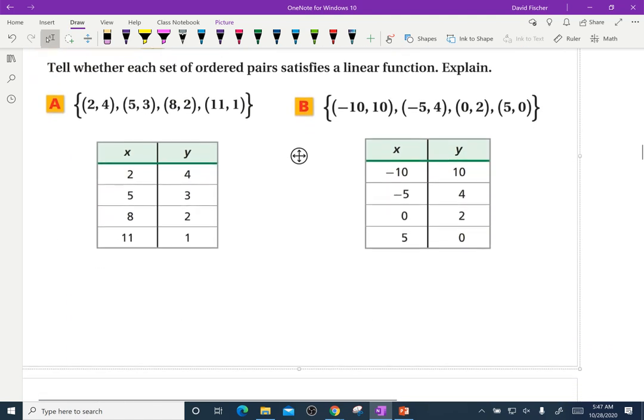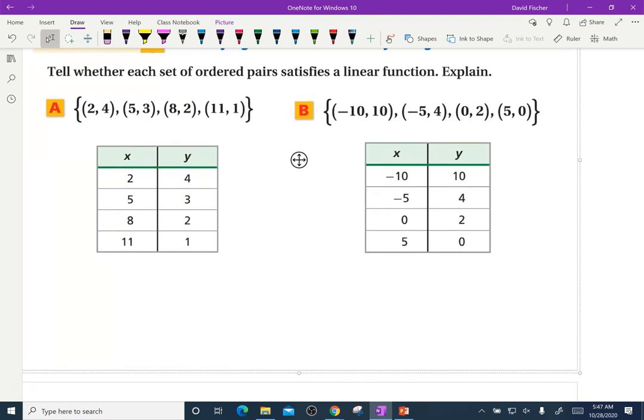So let's look at these now. Here's where it gets kind of crazy because they give the coordinates in a table here. I don't like making a table because it takes too much time, but I'll do it both ways here. If they give me the coordinates like this, then I make a little V on my x's. I went from 2 to 5, which is up by 3. And then from 5 to 8, I went up by 3 again. 8 to 11, I went up by 3. Then I go to my y's down here. I went from 4 to 3, so I went down by 1, down by 1, down by 1.